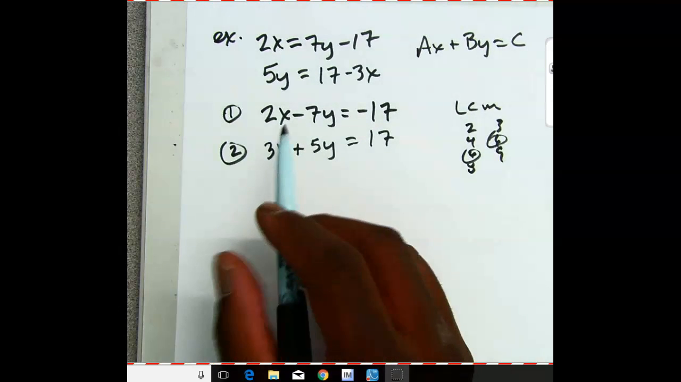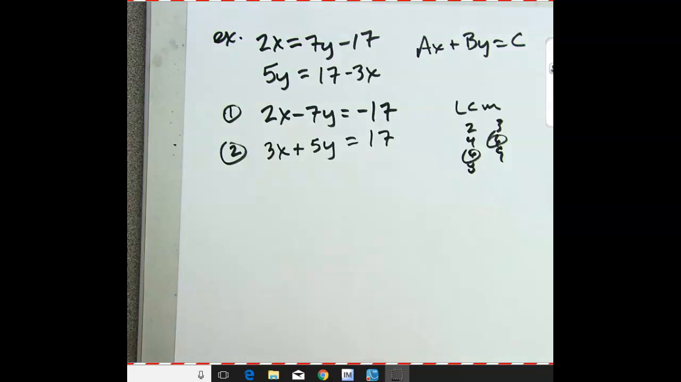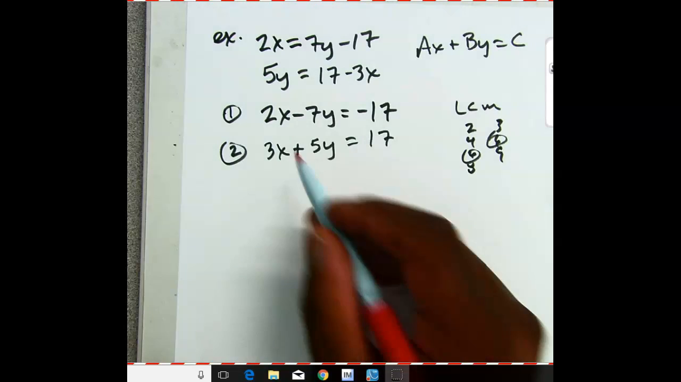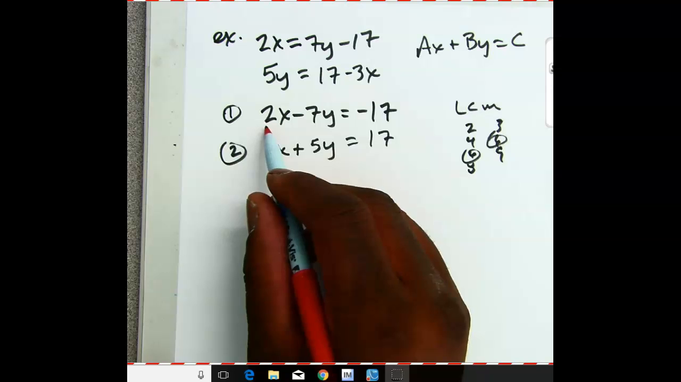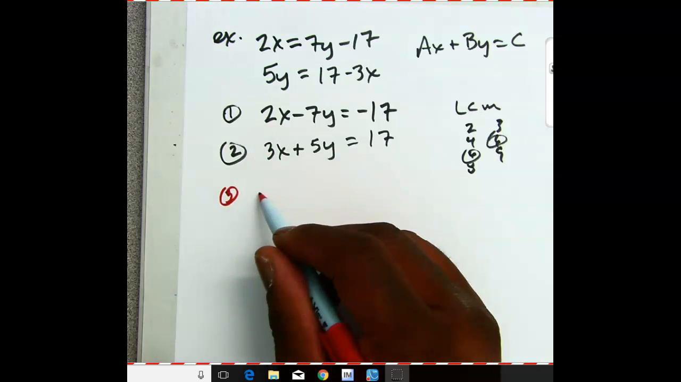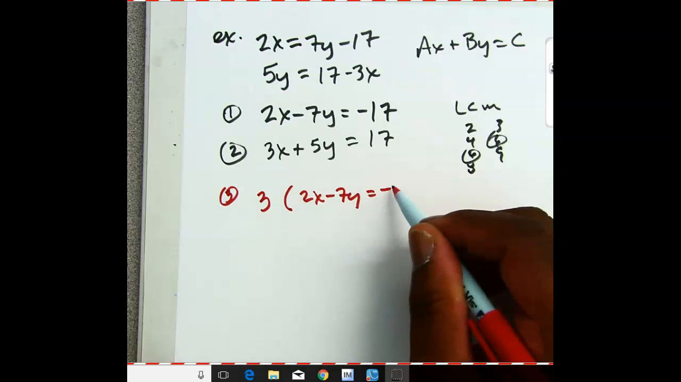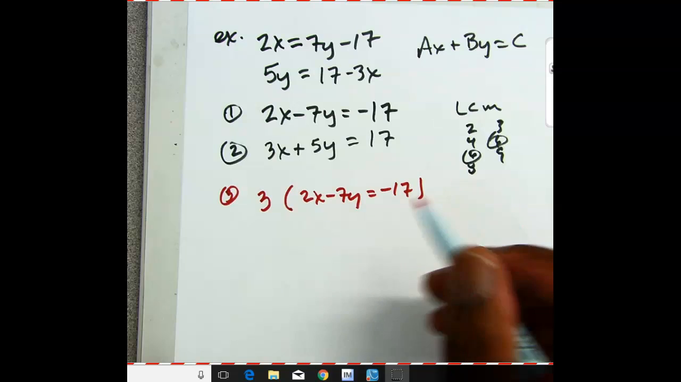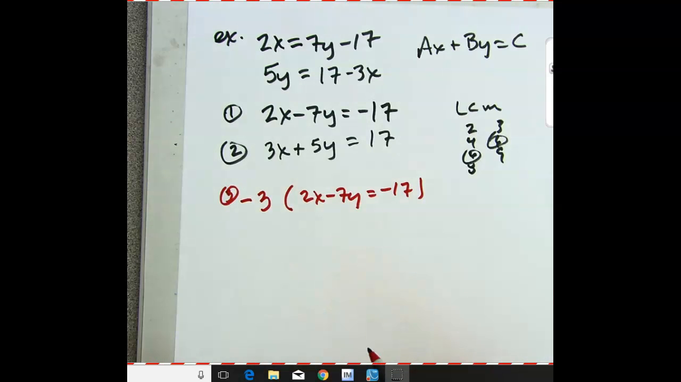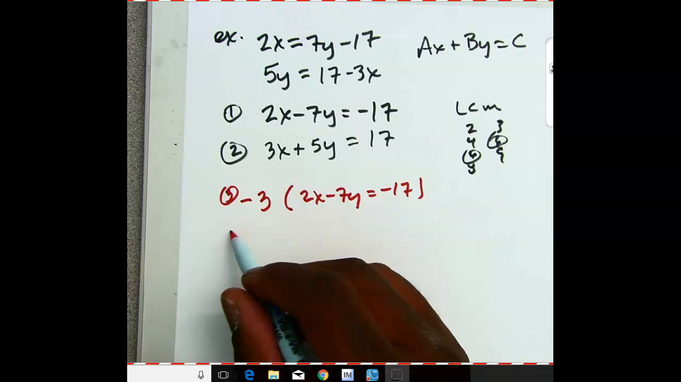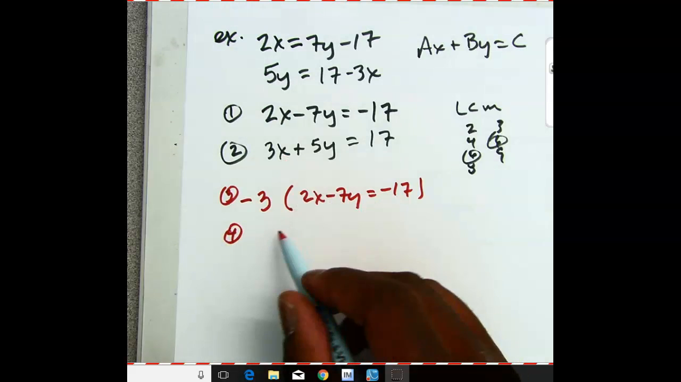So we actually have to modify both equations. With the first equation, we need a 6. We need a 6. And then we also need one of them to be negative and one to be positive so that they eliminate each other. So we know that we're going to be multiplying equation 1 by 3. Okay, so do we want to do negative 3 or positive 3? You guys say negative 3. So equation 2, we're going to be multiplying that one by 2.